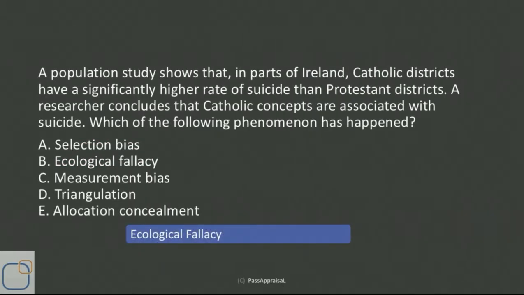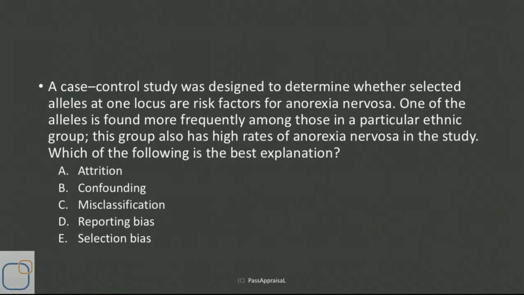Ecological fallacy is the right answer for this question. A case control study was designed to determine whether selected alleles at one locus are risk factors for anorexia nervosa. One of the alleles is found more frequently among those in a particular ethnic group. This group also has high rates of anorexia nervosa in the study. Which of the following is the best explanation? Attrition, confounding, misclassification, reporting bias, selection bias.